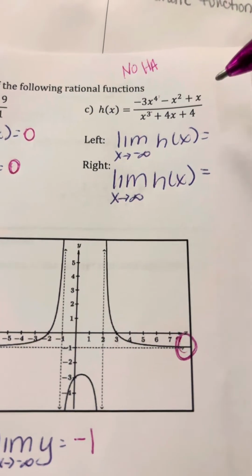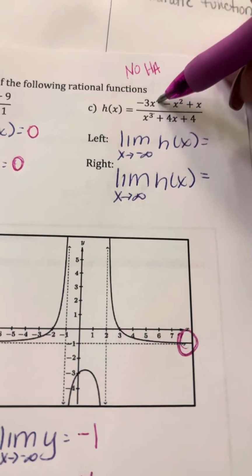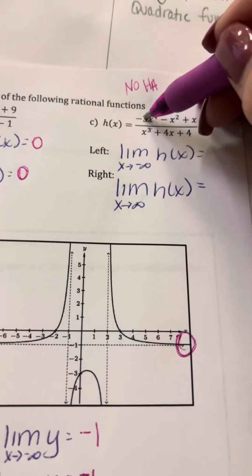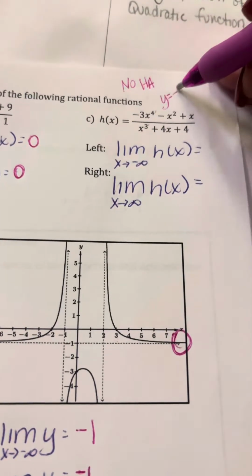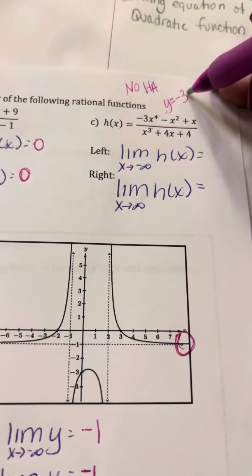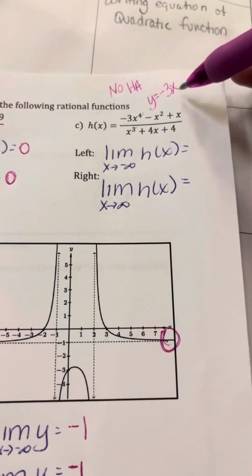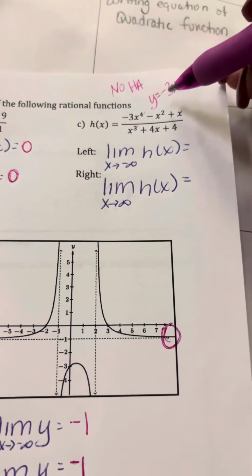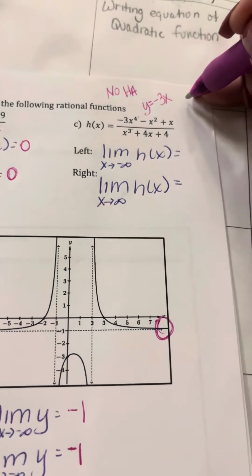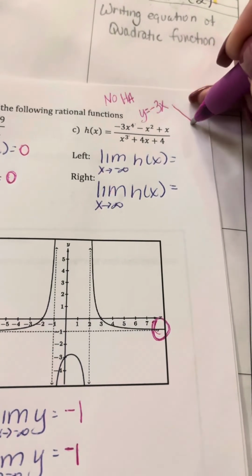However, there is a slant asymptote because these differ by 1. And that slant asymptote is the equation y equals leading coefficient divided by leading coefficient, -3, x to the 4th divided by x to the 3rd, x. So my asymptote is going to be the line y equals -3x. So we're going to have a negative sloped line like this.